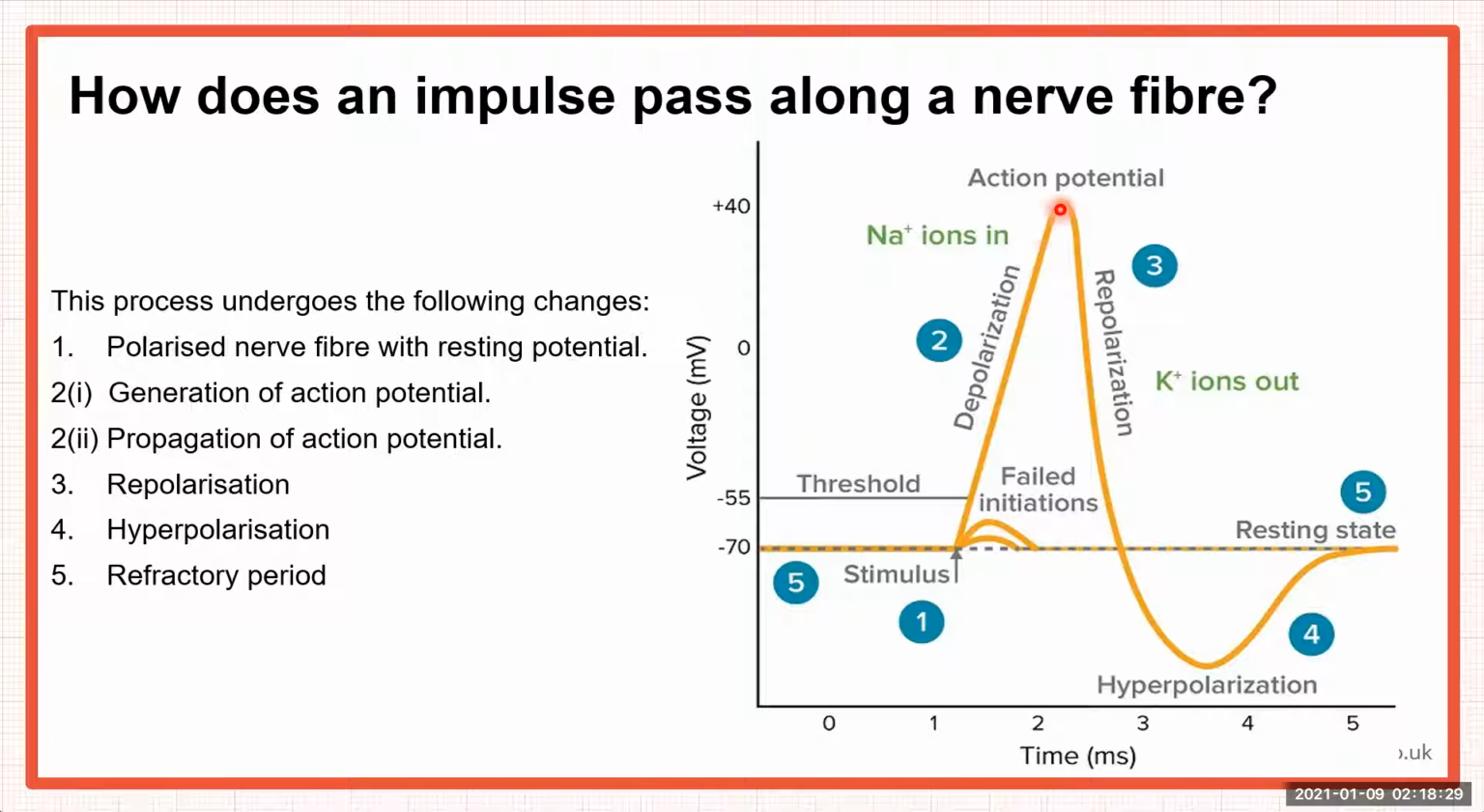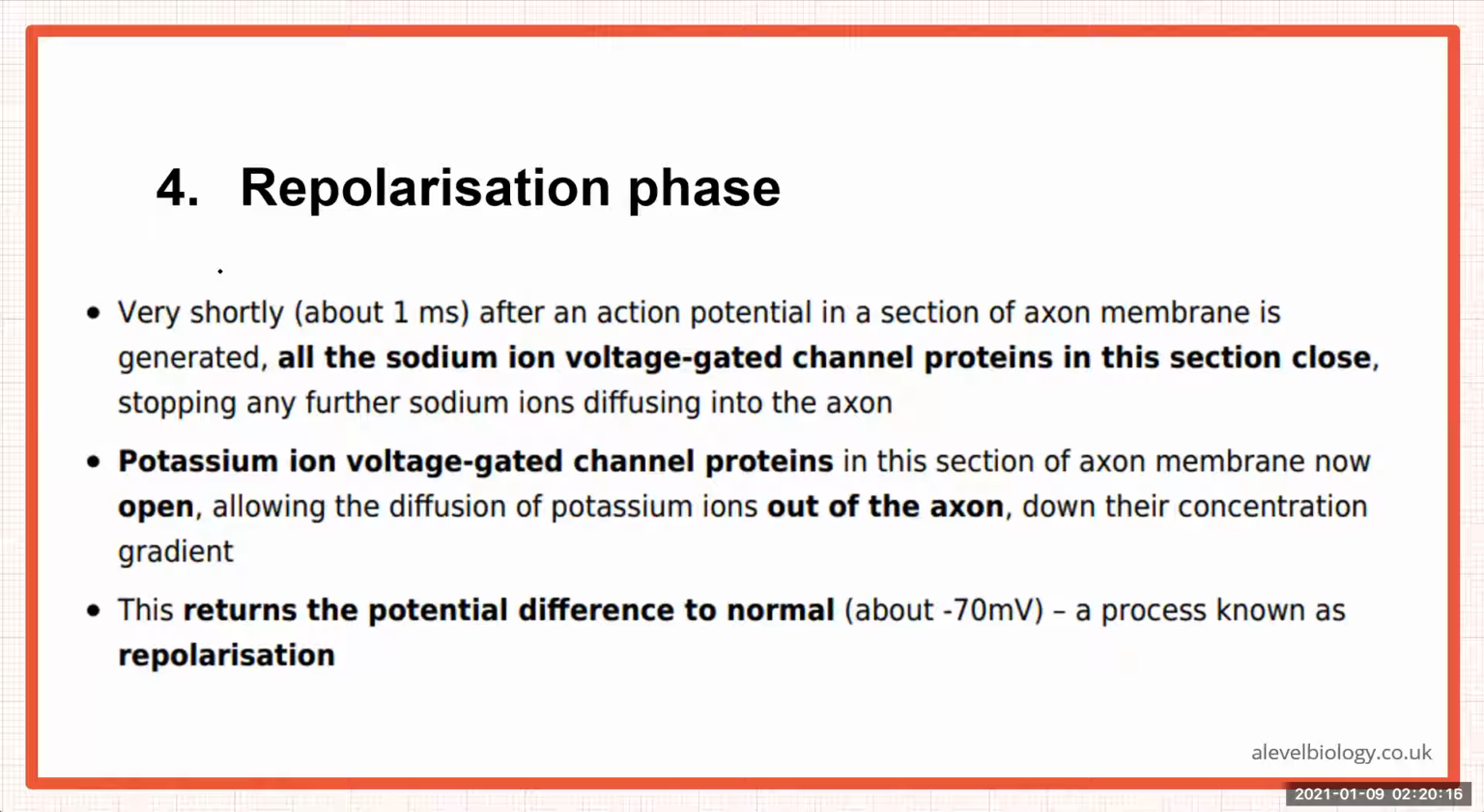This one is the depolarization. After depolarization, the next stage is repolarization. This happens around 1 millisecond after an action potential has been generated. So then it starts the repolarization stage. This is the time when all the voltage-gated sodium channels close, the ones that were open and letting the sodium in, which increased the membrane potential to 30 millivolts. So these channels would close, and because of their closure, no further sodium ions can diffuse into the axon.